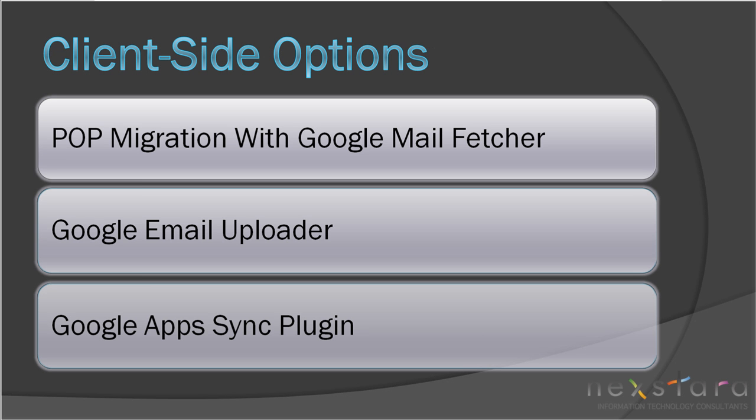For individual client-side migrations, there are several tools available. The Google Mail Fetcher is a feature built directly into the Google Mail interface, which allows for one or more existing mail accounts to get pulled directly into the Google Apps account. This feature uses POP, or Post Office Protocol, to query the existing accounts and to pull the mail over into the Google Apps account. The Google Mail Uploader is another option, which allows for mail stored in a mail client such as Microsoft Outlook, Outlook Express, or Mozilla Thunderbird to be automatically uploaded to the Google Apps mailbox.